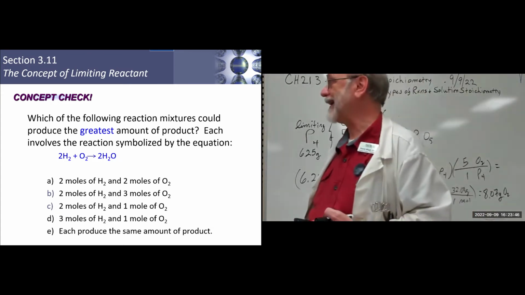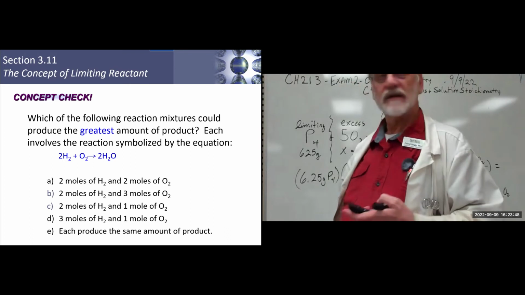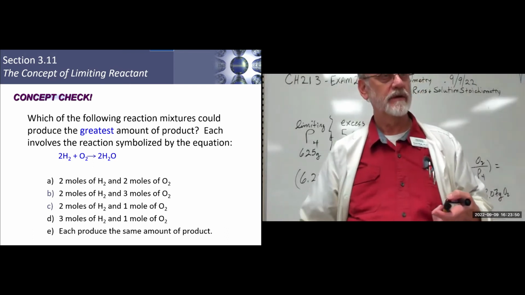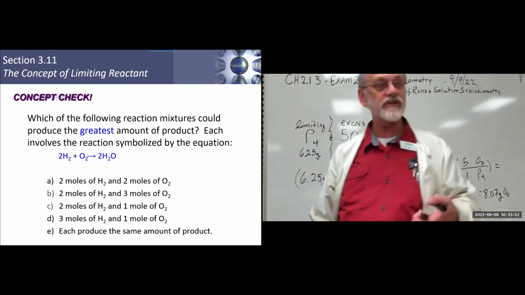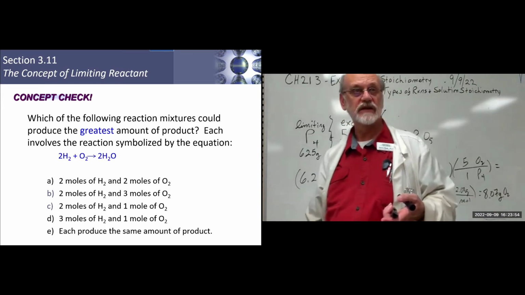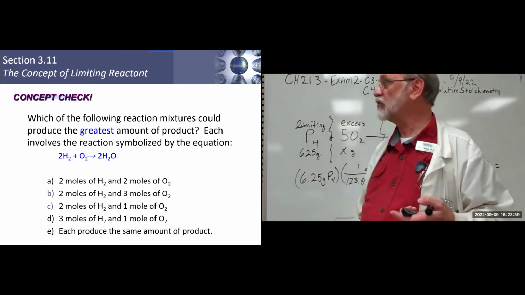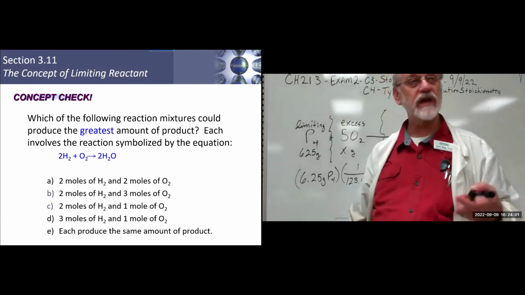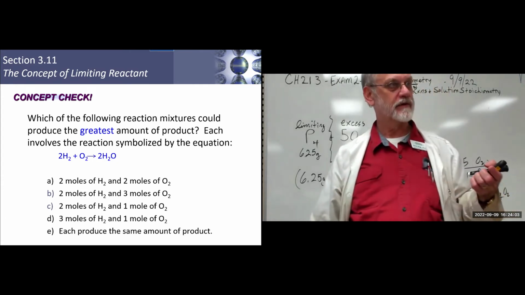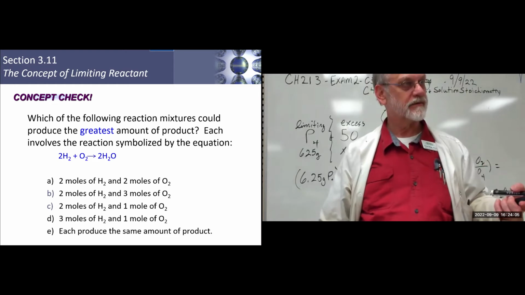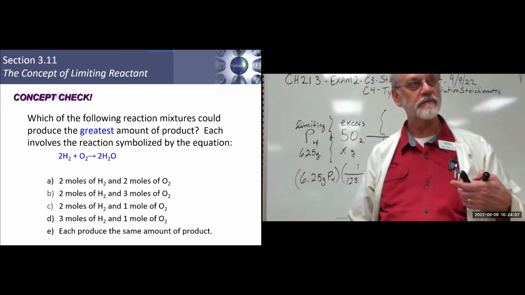Well, which one's going to run out? Hydrogen's going to run out because you got twice as much oxygen as you need. You only need 1 mole of oxygen. So when 2 moles of hydrogen run out, how many moles of water do you have? 2 moles, because the ratio is 2 to 2.